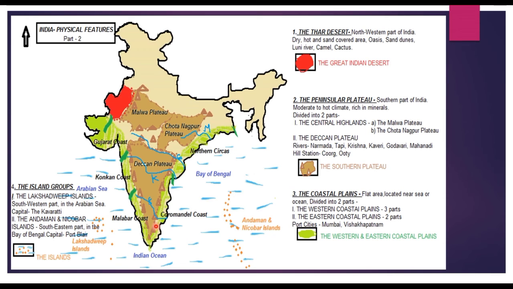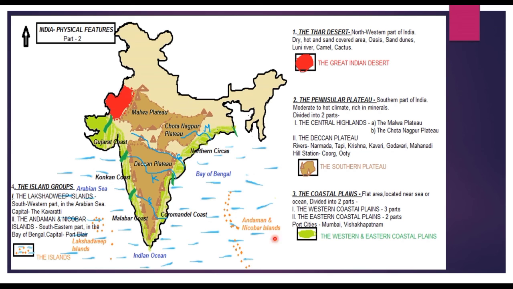Next, we will learn about the islands. An island is a land area which is surrounded by water from all sides. The Andaman and Nicobar Islands and the Lakshadweep Islands are the two main groups of islands of India.